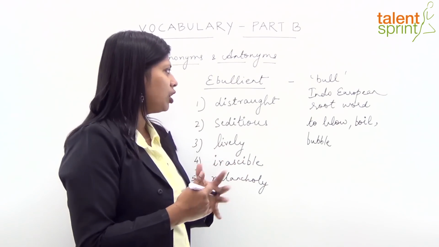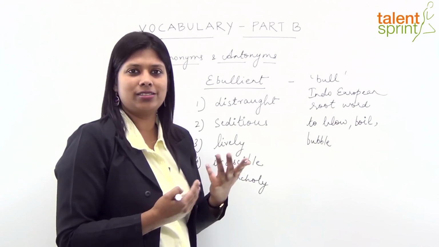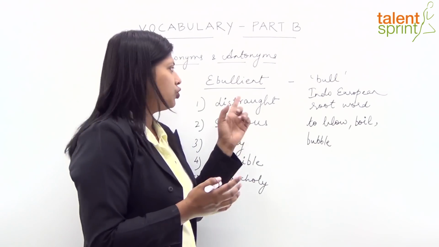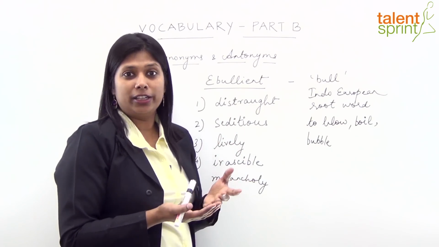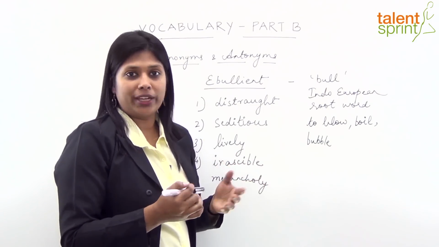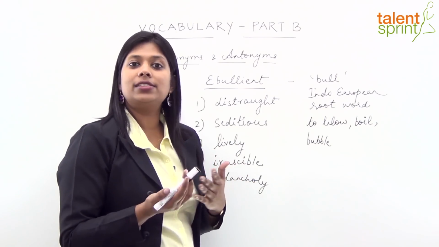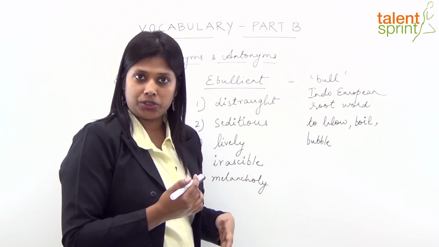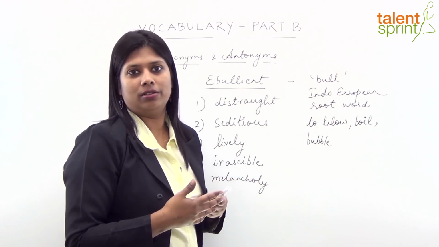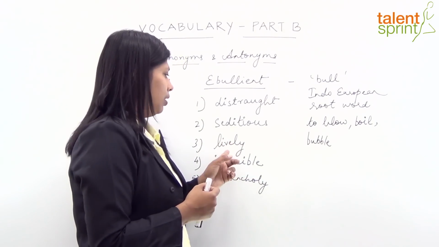So, distraught again conveys a very negative feeling. Distraught actually means a state of anger. You've actually irritated somebody to the extent that he's now going insane. Seditious again is a state. It comes from the word sedition, which means a conduct which reflects a rebellious character or a rebellion.